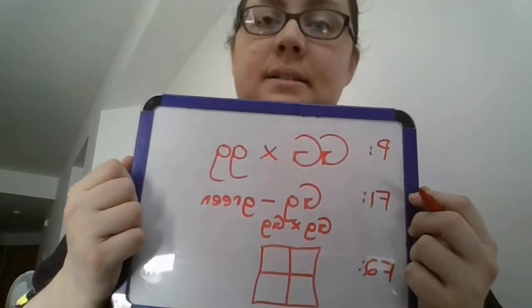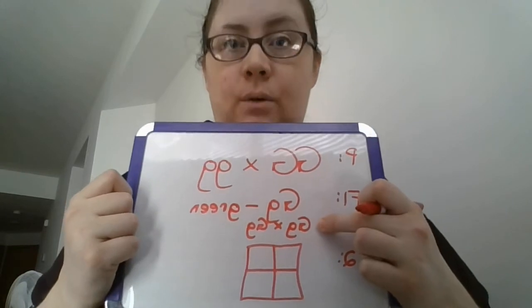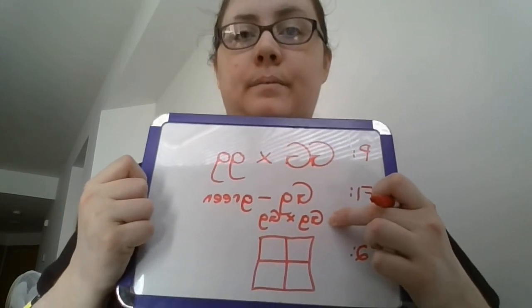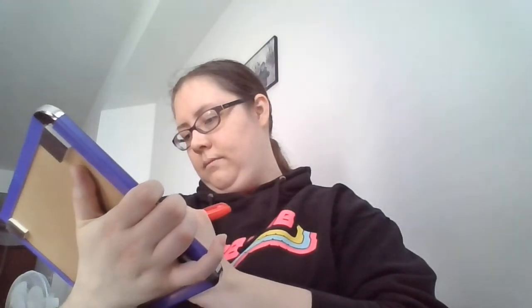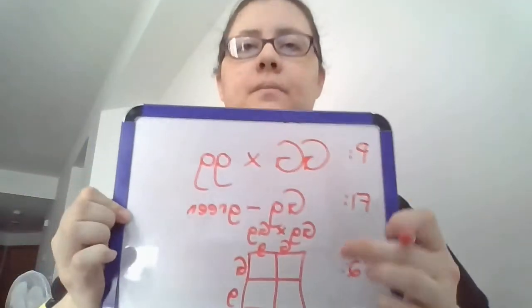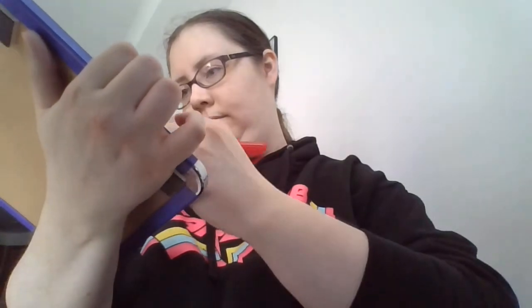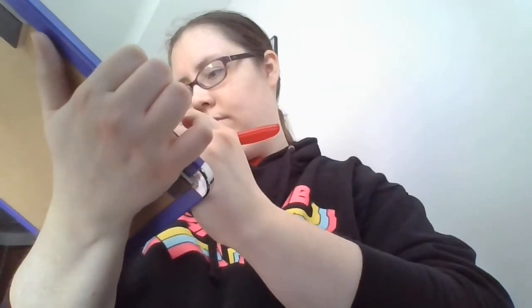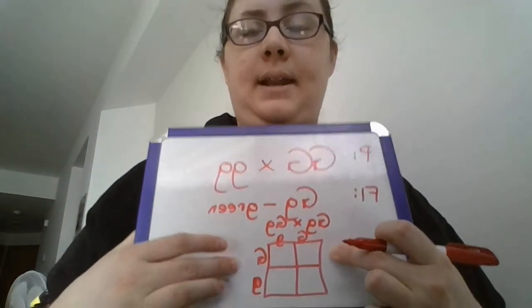This is called a Punnett square. A Punnett square is a really easy way of figuring out the possible babies that can be produced from a cross like this. So what you do is you put one parent across the top. There. One parent across the top, the other parent down the side.